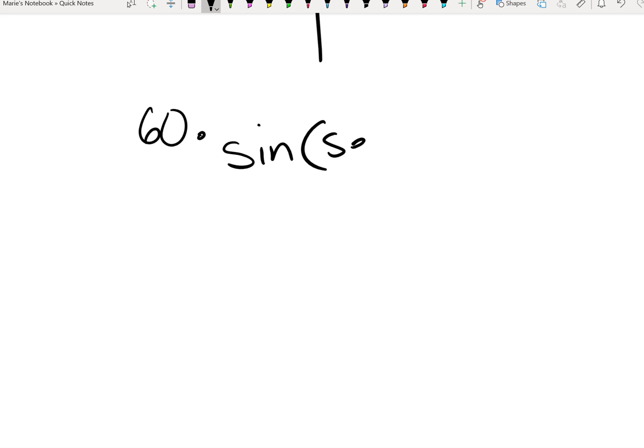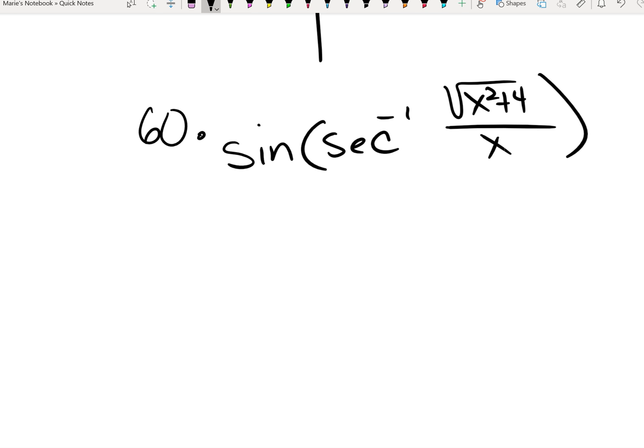Okay, so the sine of secant inverse of the square root of x squared plus 4 all over x. Okay, so remember, secant is the inverse of cosine. So we're drawing our picture.